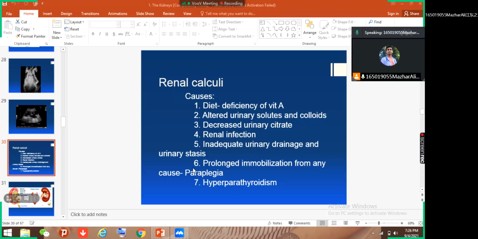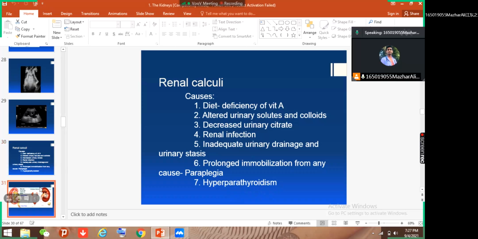Then hyperparathyroidism. What's the normal physiology? The parathyroid is the one which regulates calcium and vitamin D level. When parathyroid hormone is activated, it causes breakdown of bone and calcium comes into the blood. That calcium then filters into the glomerulus, and then is reabsorbed, and more or less reabsorption can lead to the formation of stone. Even sometimes thiazide diuretics can lead to the formation of stone because thiazide can retain calcium inside the body.